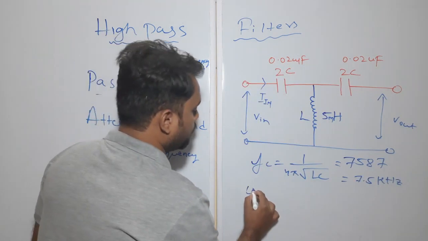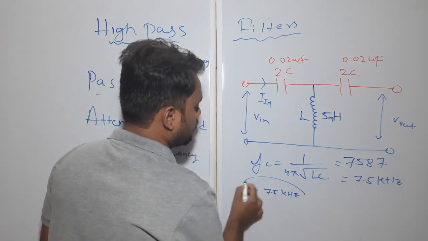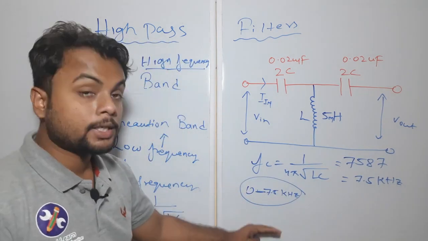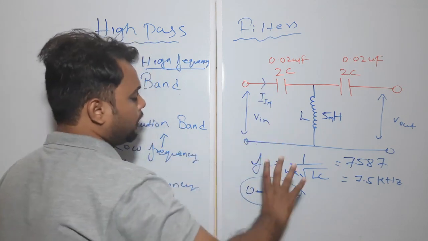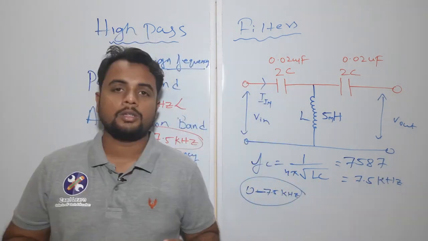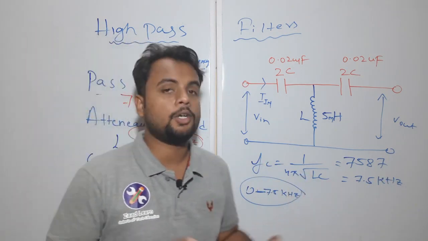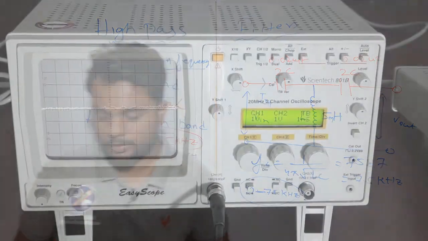So the waves with a frequency from 0 to 7.5 kilohertz will be rejected by this particular filter, and it will allow the waves above 7.5 kilohertz. So, not wasting any more theoretical time, let's move directly to the practical of how exactly the high pass filter actually performs.